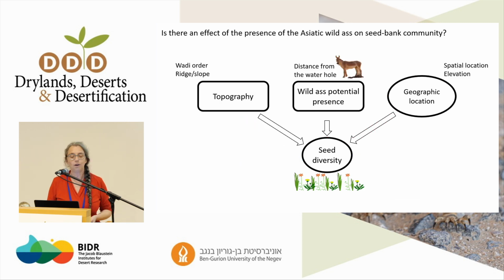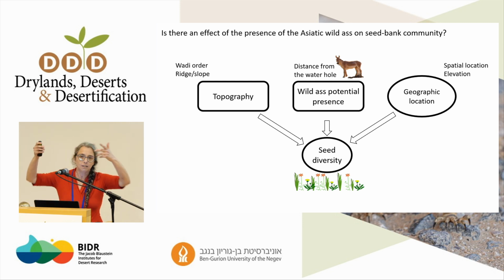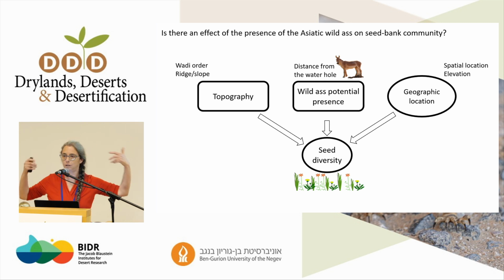We also added some other factors into the story. First of all, geographic location, basically the spatial location and the elevation of each of the samples. And second, topography. In topography, I mean whether the sample came from a ridge, a slope, or different parts of the wadi, from the smaller wadis to those large wadis where, when you imagine those large floods in the desert, this is where they go, okay?